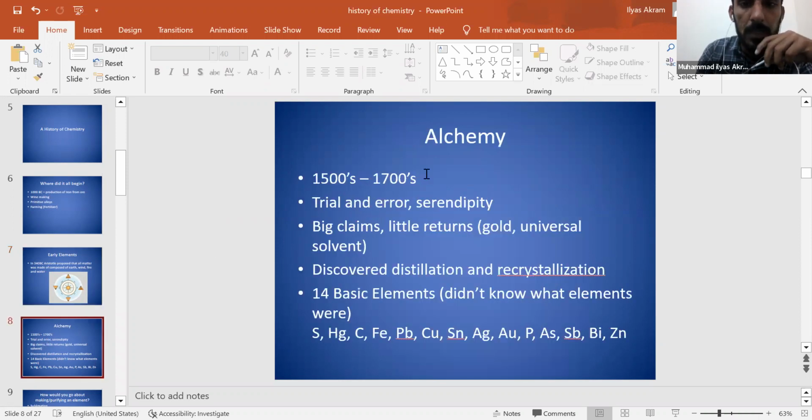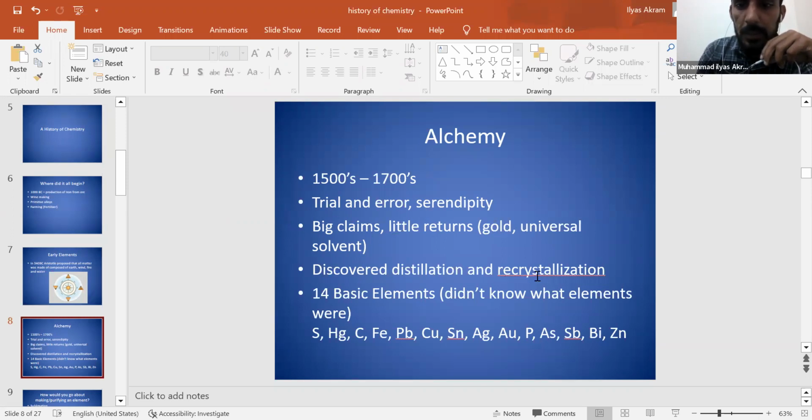And then came the idea of alchemy, and they are also called alchemists. This era started from the 1500s to the 1700s, and this is the trial and error method and serendipity. There were big claims by the alchemists and little returns, such as gold and a universal solvent, because they basically used gold as a solvent substance and tried to produce gold from different substances.